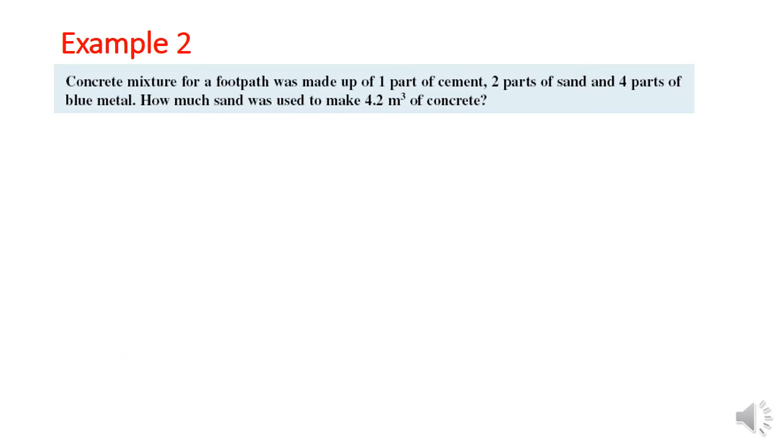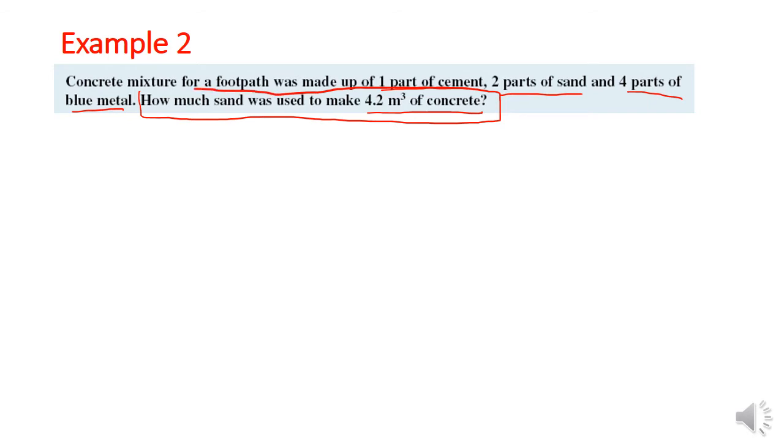In our next question here, we've got concrete mixture for a footpath was made up of 1 part of cement, 2 parts of sand, and 4 parts of blue metal. And how much sand was used to make 4.2 cubic meters of concrete? So our big question is how much sand was used to make the 4.2 meters of concrete.